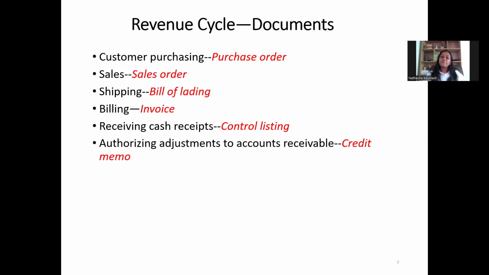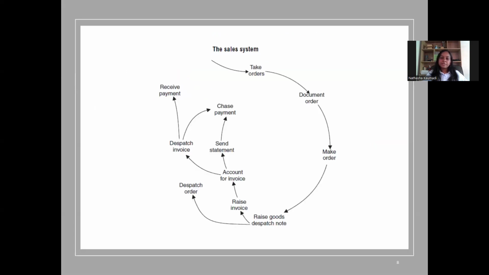But in a practical organization, there can be other documents as well. If you look at the sales system, it starts from taking orders. You are taking the orders, keeping the documents of the order, recording the order, and then making the order, maybe manufacturing. After that, what happens?